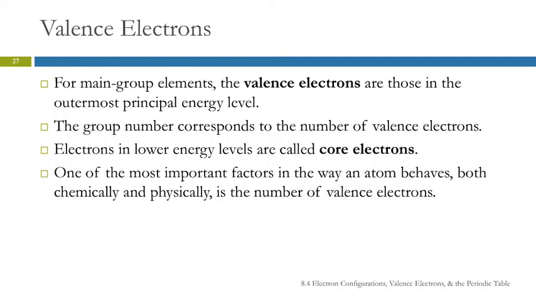And that group number is the US group number with the letters. So 1A, 2A, 3A, those. That's why I prefer them. It tells us the number of valence electrons.